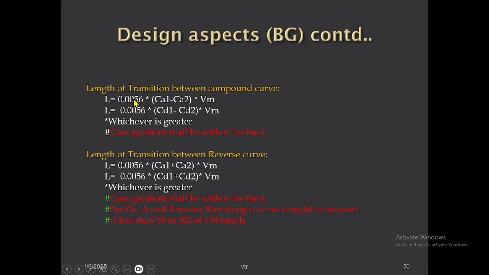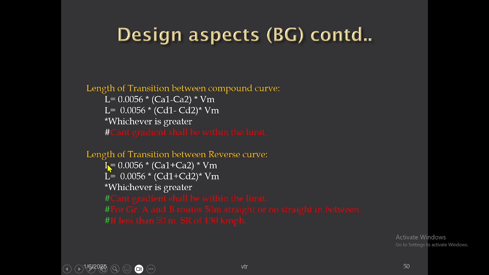If that is the case, this will be your length of transition, that is 0.0056, same thing, whatever we have seen in the earlier formula, same coefficient into CA1, the first curve cant actual minus second curve cant actual into VM. Like that, L equal to length of transition equal to 0.0056 into CD, cant deficiency of the first curve, minus cant deficiency of second curve into VM. Whichever is greater will be our length of transition between the curves. However, you have to check the cant gradient should be within the limit. There is 1 in 720, something like that.